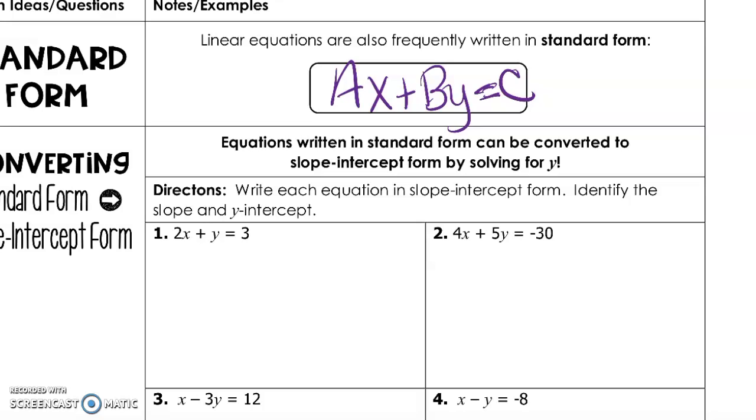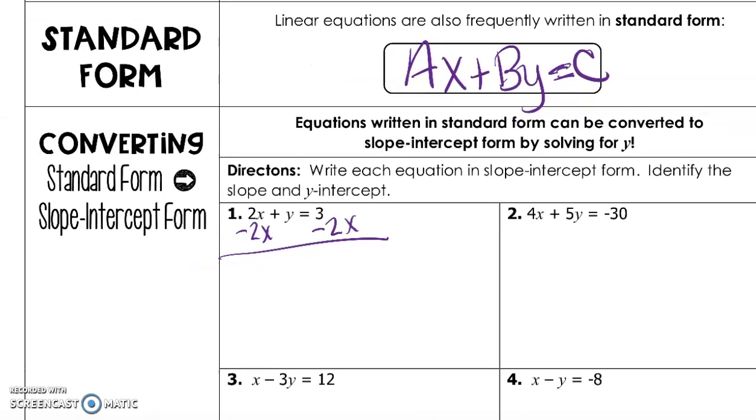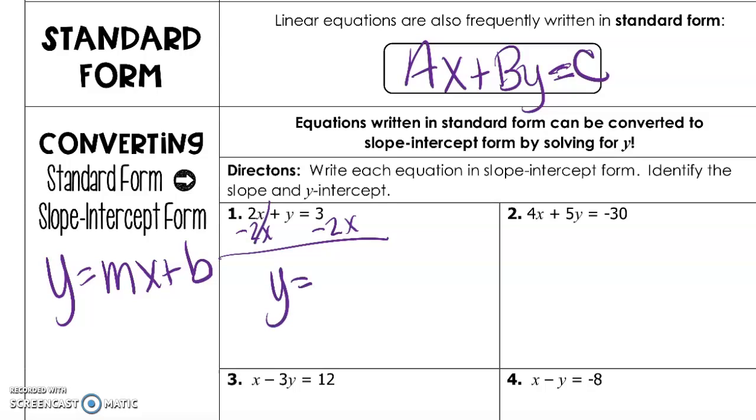So in number 1, to get the y by itself, you need to subtract 2x from both sides. Now, one thing I do want you to get in the habit of doing is making sure it stays in slope-intercept form. So you actually want your x term first. So number 1 would say y equals negative 2x plus 3.